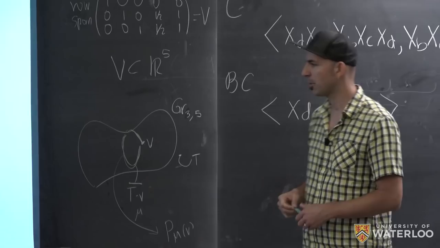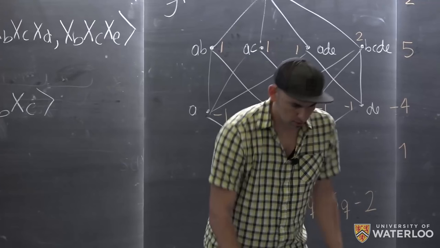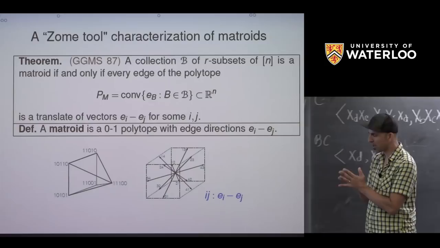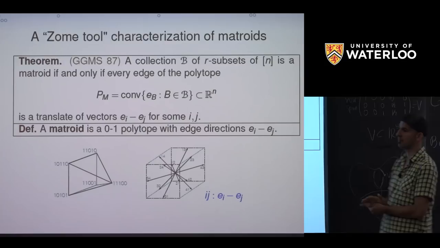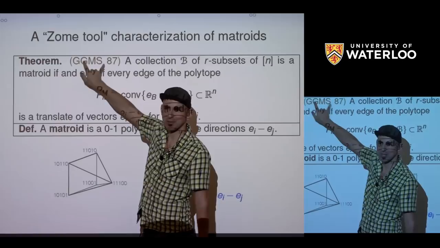And they proved this theorem that, if my history is correct, I think Edmonds proved half of this theorem, and Gelfand, Goresky, MacPherson, Serganova proved the other half. I should say also that this is a team of two and another team of two that discovered this simultaneously. So there's actually three teams that discovered this at the same time.